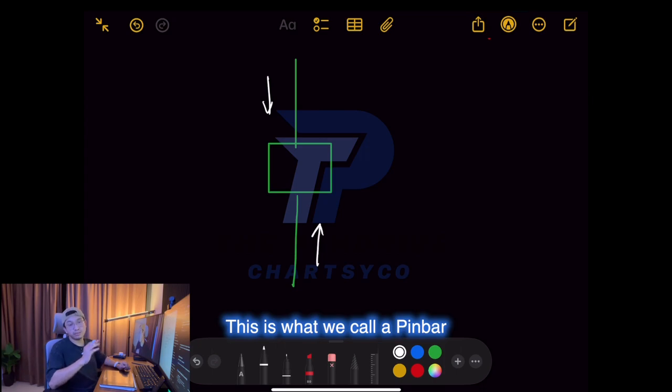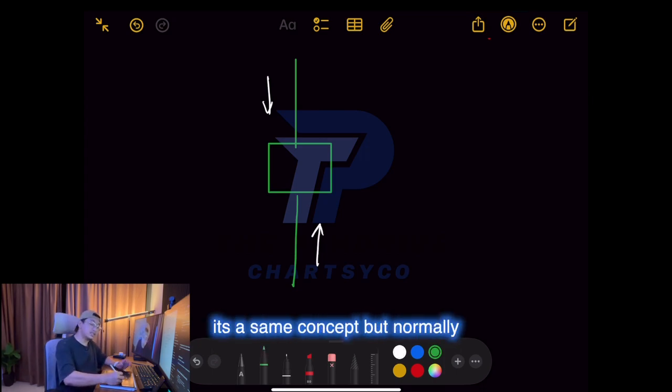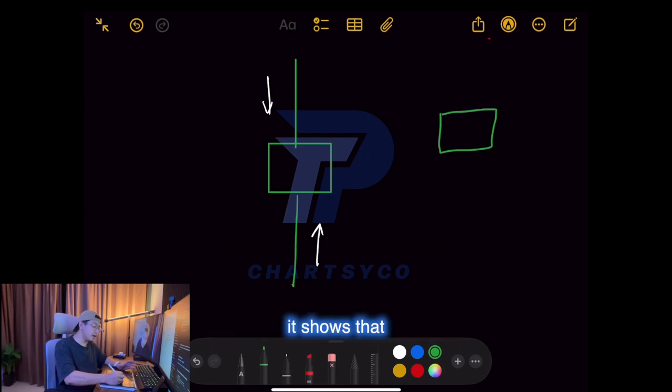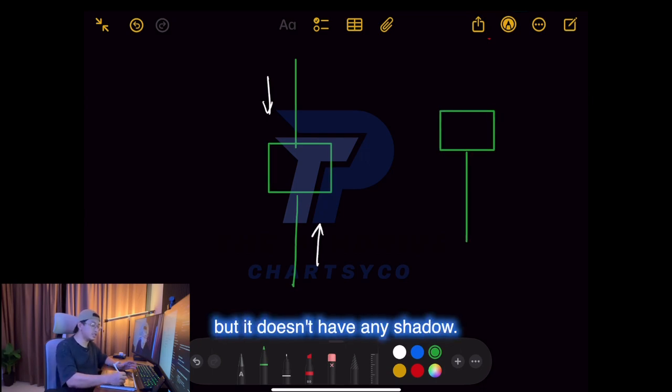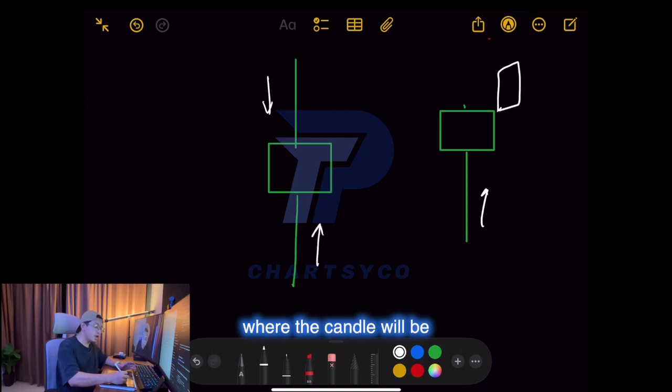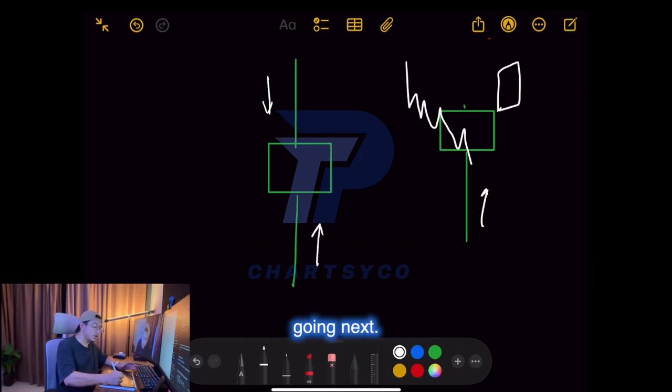This is what we call a pin bar or the doji. Okay, a pin bar looks like this. It's the same concept, but normally for a pin bar, it shows that it pushes higher, but it doesn't have any shadow right here. So when the pin bar shows like this, it shows a strong rejection, where we know this is where the candle will be going next.